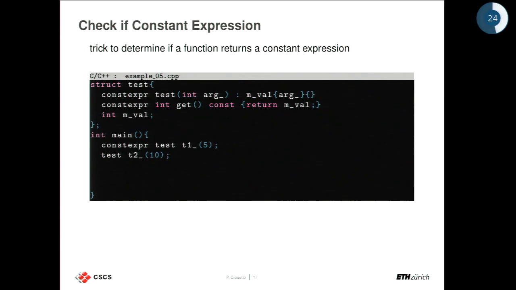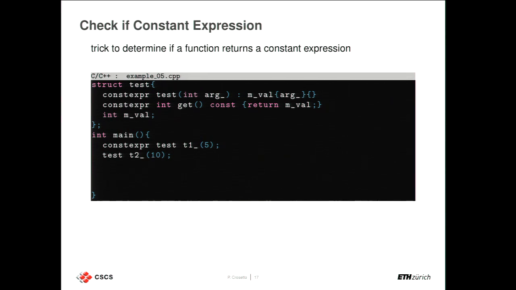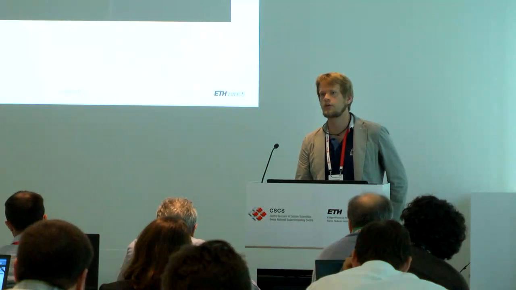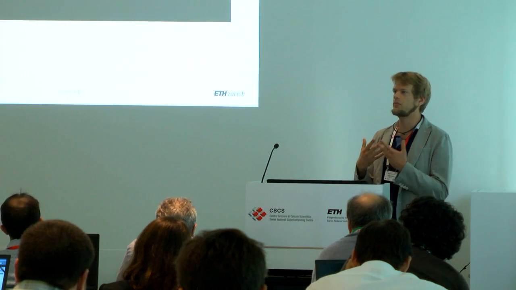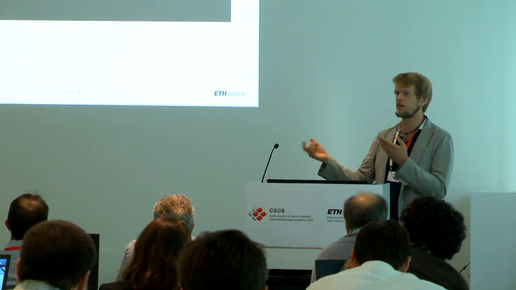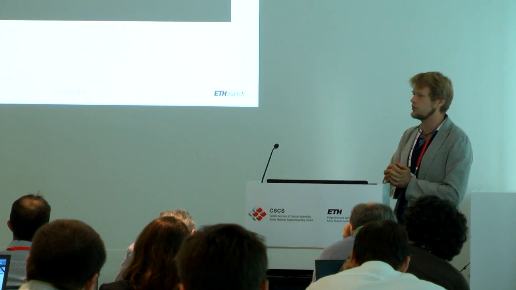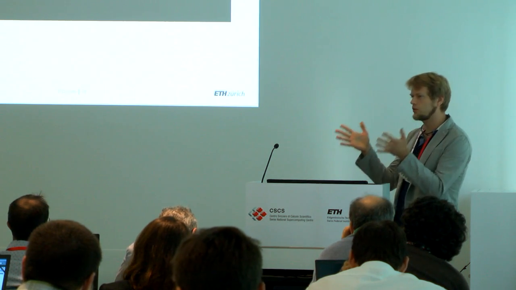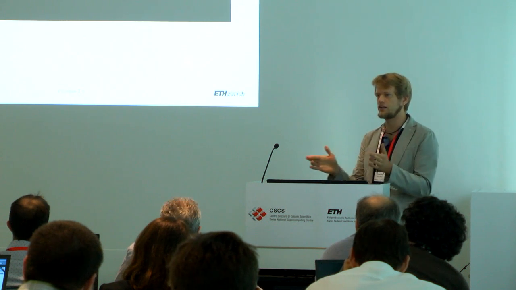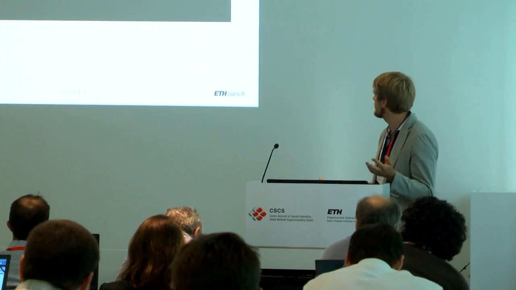So how would you check if something is a constant expression? This is kind of a trick, because the constexpr keyword is not in the type. The type of a constexpr thing is exactly the same as the type of a non-constexpr thing. So what if you want to branch at compile time for constexpr, non-constexpr?